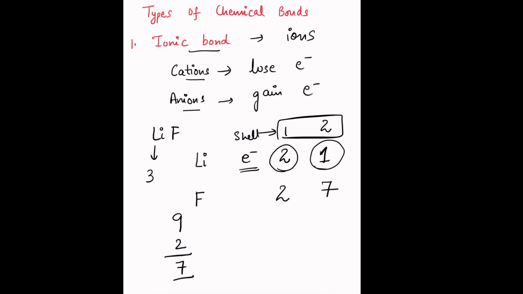Now to achieve the octet, which one is easy for lithium? Losing 1 electron or gaining 7 electrons to form 8. Of course, losing 1 electron will make more sense and it will be easier.